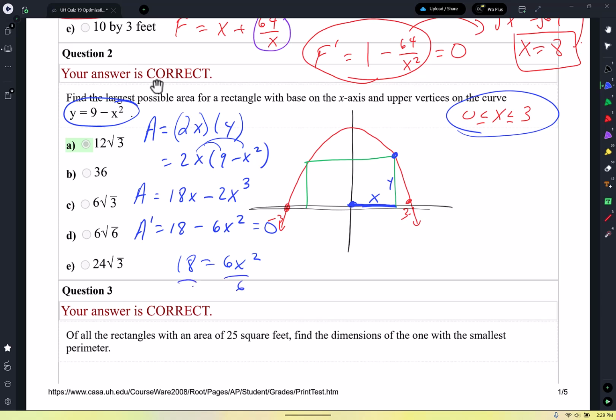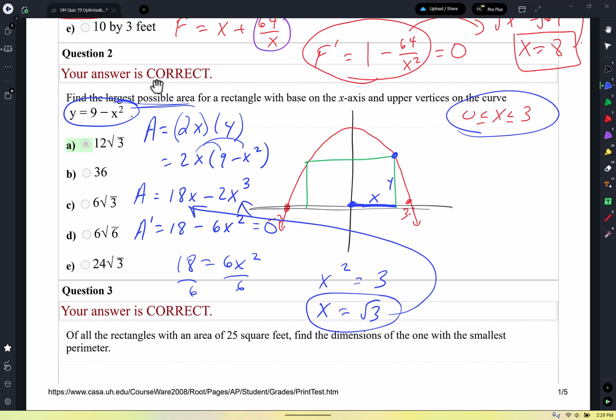Divide both sides by 6. X squared equals 3. X equals square root of 3. There it is. They don't want the x value. Good thing they don't put square root of 3 in there to try to trick you. They want the largest area. Just insert it right there. Bam.